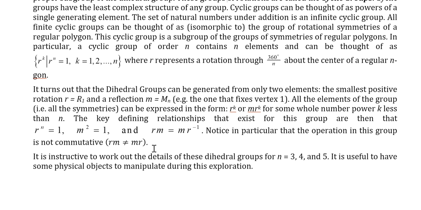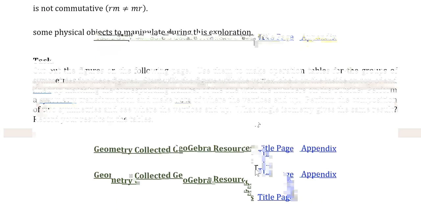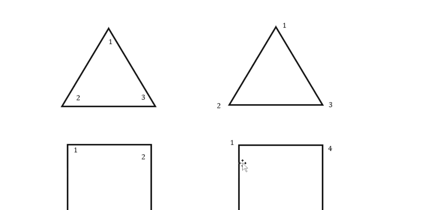You're instructed to work out the details for the dihedral groups for n equals 3, 4, and 5, orders 6, 8, and 10. And it's useful to have some physical things to do. So what I want you to do is try this out. Notice I have two triangles here. One has the numbers on the outside, one has the numbers on the inside. Print this out and cut out this one with the numbers on the inside.